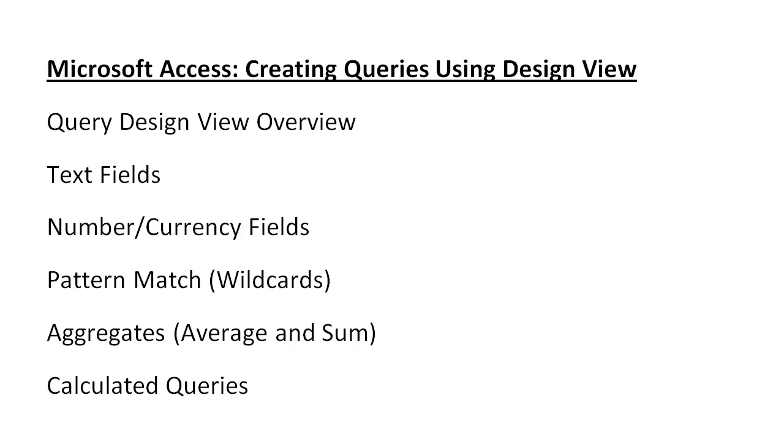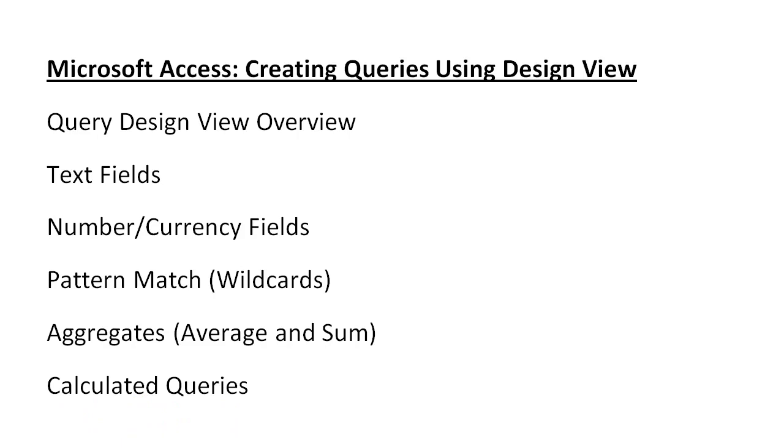Hey, this is Ralph, and in this next series of videos I want to go over using Design View in Access to create some queries. There's a few different kinds I want to check out, particularly text fields, number and currency fields, using wildcards as part of a search, using average, sum, and count, which are called aggregates, for some data, and also making some calculated queries, which I think some people find to be one of the trickier styles.